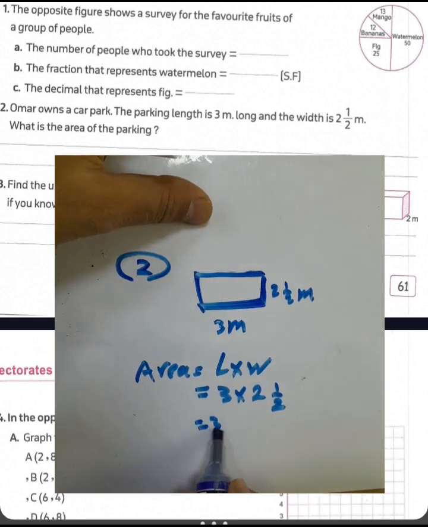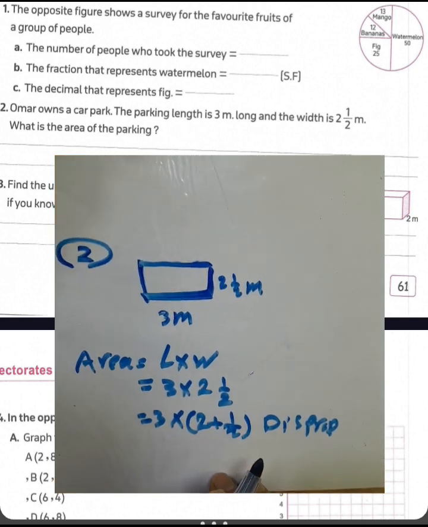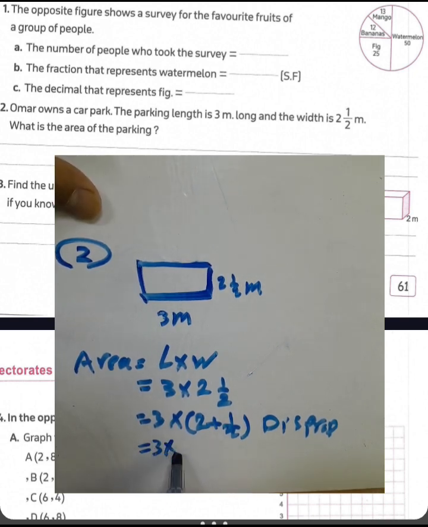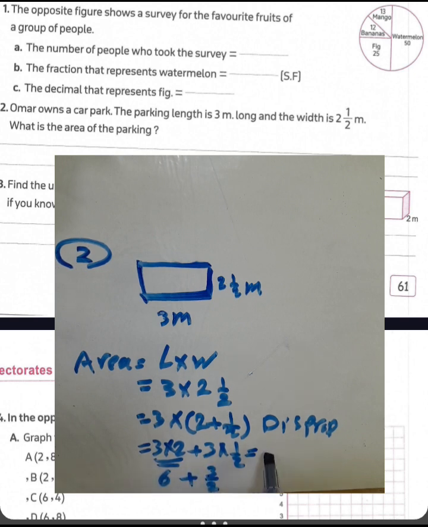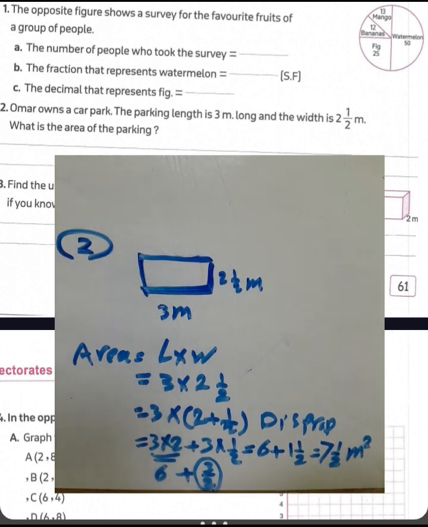We can write 3 product by 2 plus half and use the distributive property to find the area. 3 times 2 plus 3 times half. 3 times 2 is 6, and 3 times half is 3 over 2, which is 1.5. The sum of them is 6 plus 1.5, which is 7.5. The area will be 7.5 square meters.